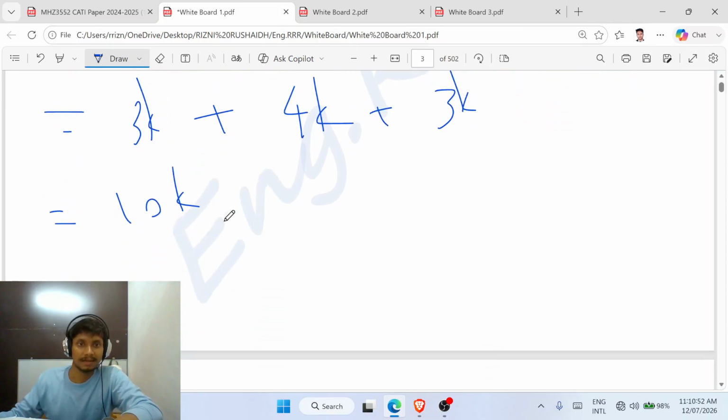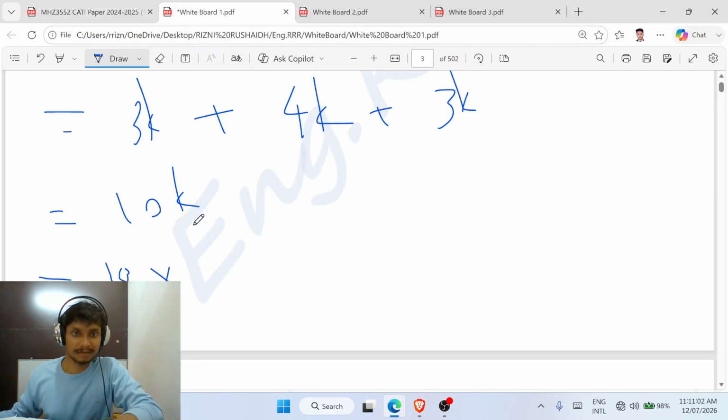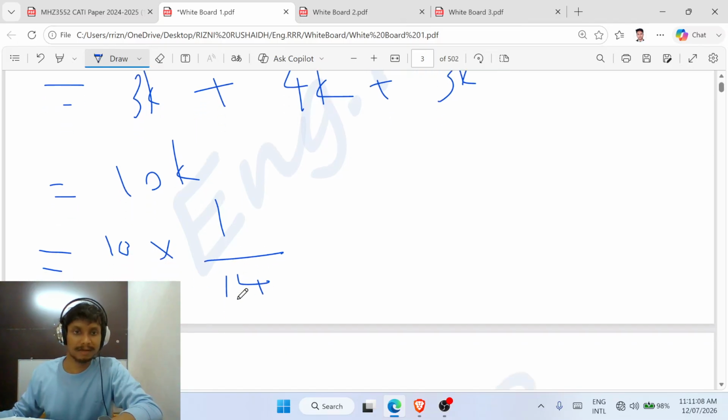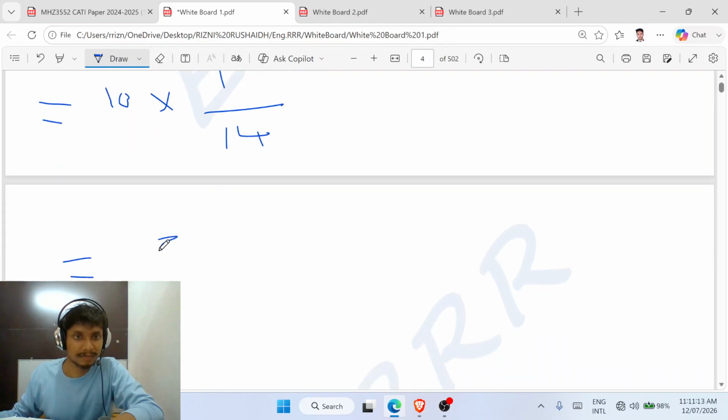Is 10k the final answer? No. We have already found the value of k. Therefore, 10 into what is k? k is equal to 1 by 14, right? 10 into 1 by 14. Therefore, 10 by 14 is equal to 5 by 7.